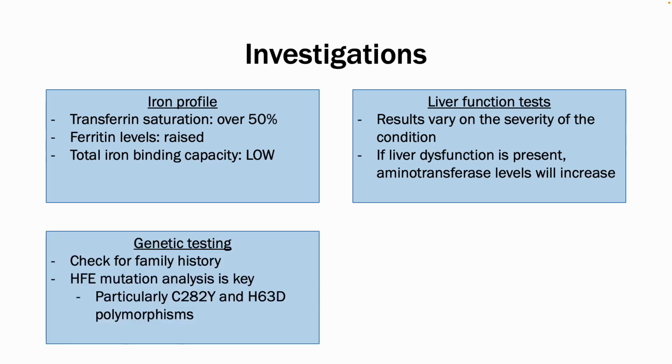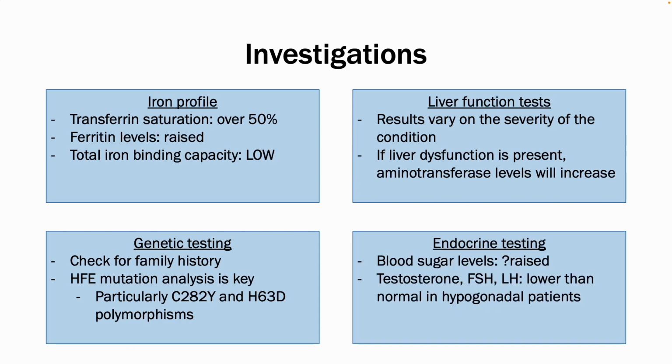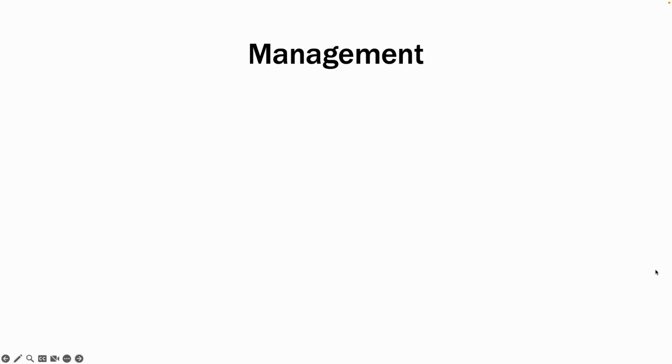Genetic testing may be performed to check for any family history, and HFE mutation analysis is key, particularly when looking at the C282Y and H63D polymorphisms. With regards to the blood sugar levels, they may be raised, but it depends on the stage at which the patient is diagnosed. Your testosterone, follicle stimulating hormone, and luteinizing hormone may be lower than normal in patients who also have hypogonadism. The management, first line, is venesection.